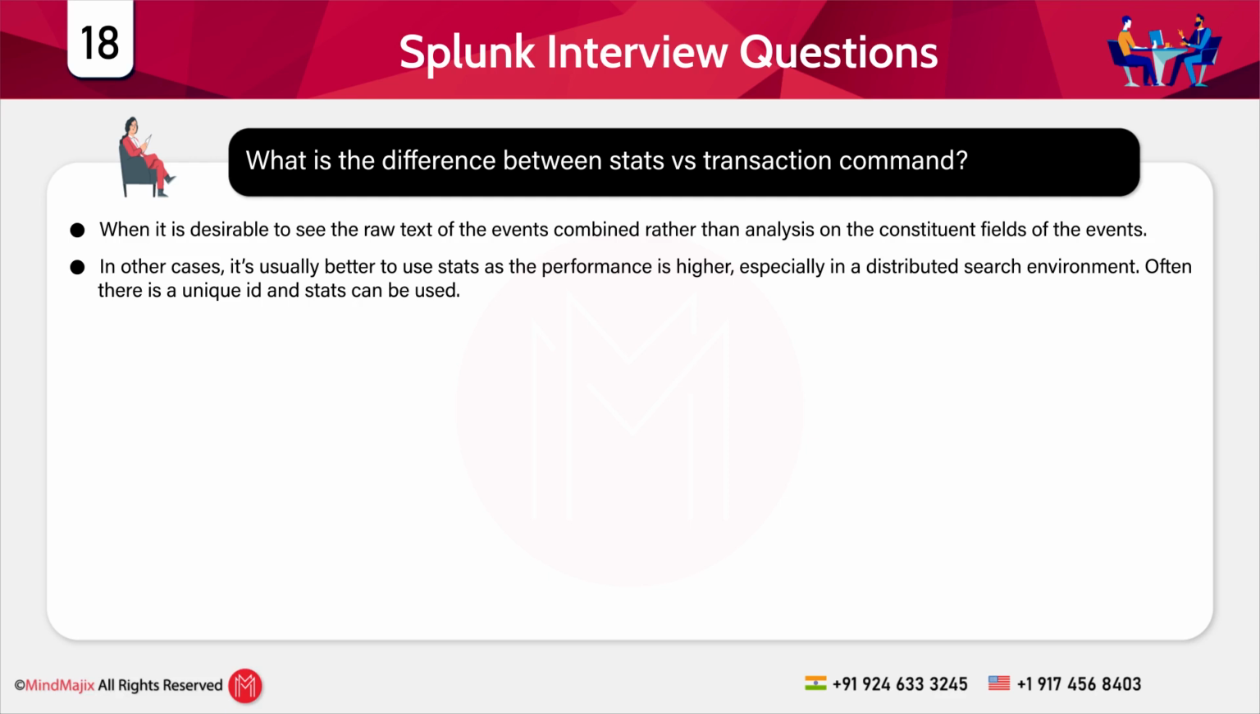So in this case, time span or pauses are also used to segment the data into transactions. In other cases, when an identifier is reused, say in DHCP logs, a particular message may identify the beginning or the end of the transaction. When it is desirable to see the raw text of events combined rather than the analysis on the constituent fields of events, use transaction. In other cases, it is usually better to use stats as the performance is higher, especially in a distributed search environment. Often there is a unique ID and stats can be used over here.